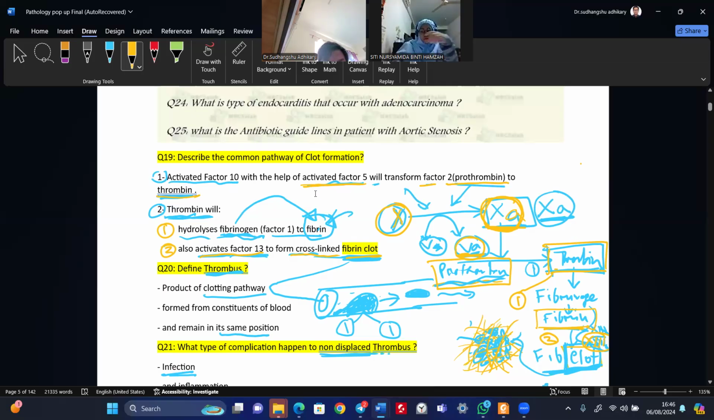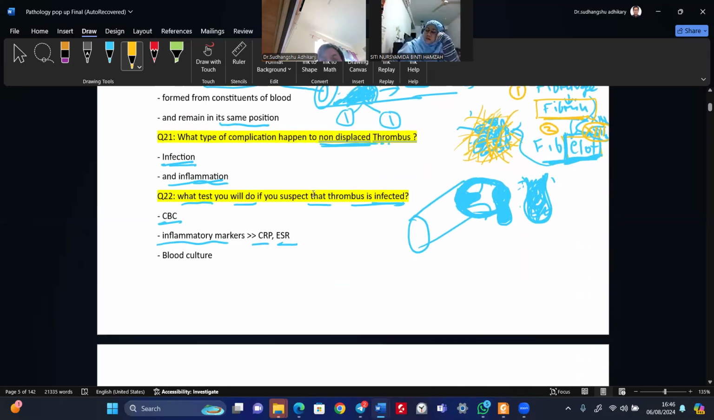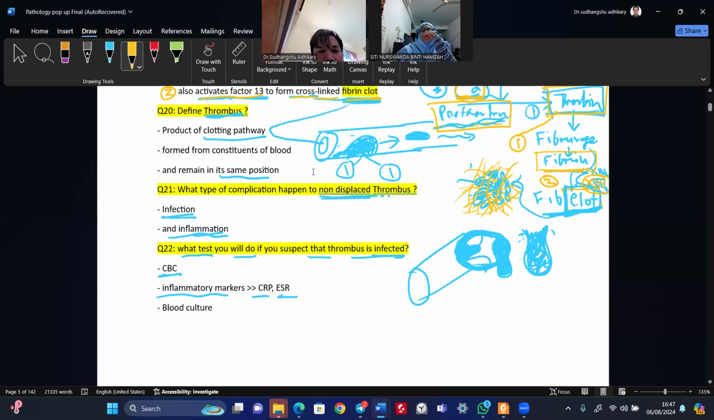Okay, what is the common pathway of clot formation? Activated factor 10, with the help of activated factor 5, will convert prothrombin to thrombin, and then thrombin will hydrolyze fibrinogen to fibrin and activate factor 13 to cross-link the fibrin clot.